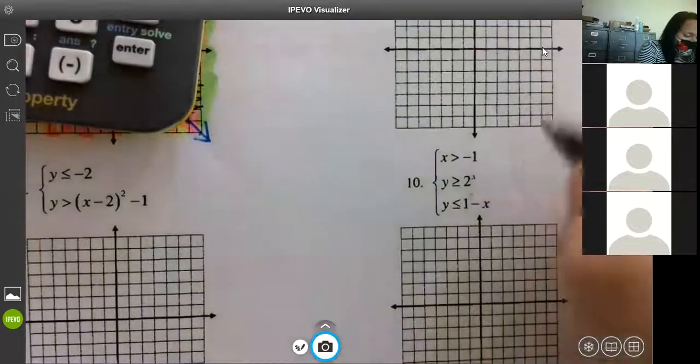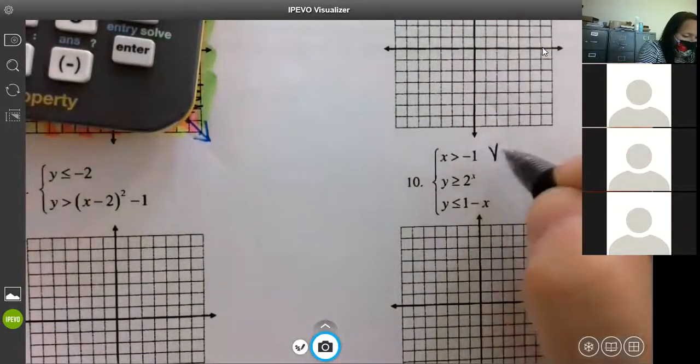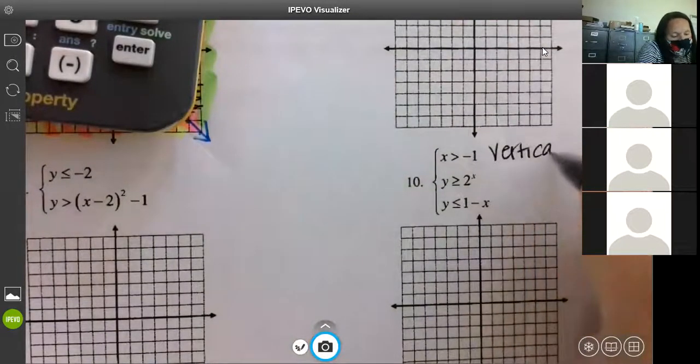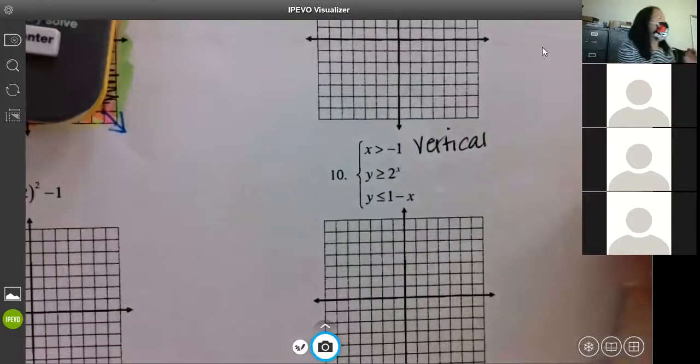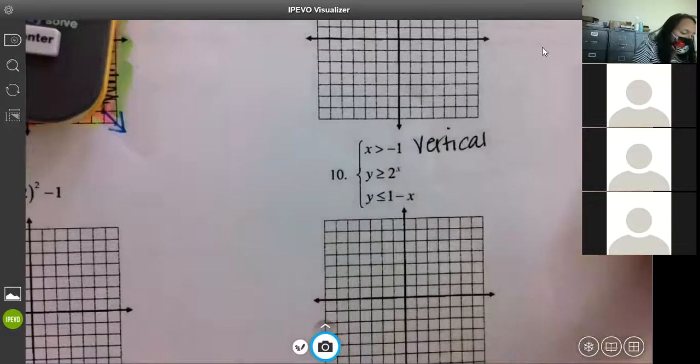Horizontal. Nope. Vertical. There you go. It's all right. Remember we talked about y equals being horizontal just a second ago. So x equals is vertical, and that is exactly why you can't put it in the calculator, because we have y equals, not x equals. Okay, so this one's vertical. It is dashed at -1.